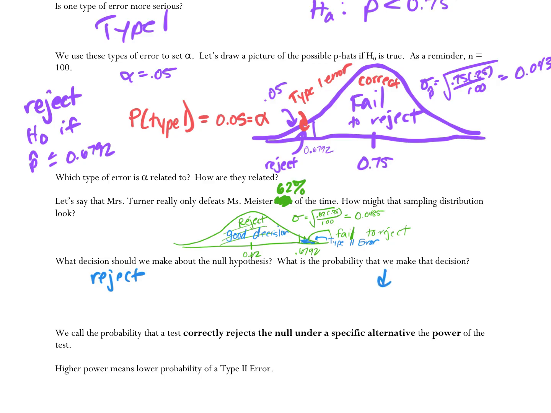Could we find on this graph what is the probability we make the correct decision? We would just say, well, what is the probability we get that p-hat that is smaller than 0.6792? Yeah.